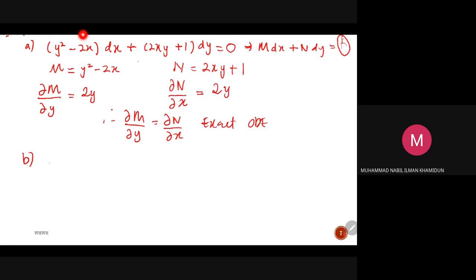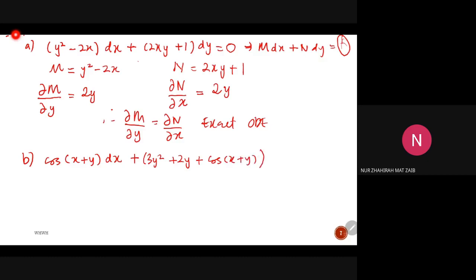Alright, now let's proceed for B. Okay, cepat. Tell me what is the question untuk B. Class B. Ada tak nota dengan you ni? Mesti tak ada kan? Yes, B apa? Cos x plus y. Zahirah je ada nota agaknya. Cos x plus y times with dx, plus 3y square plus 2y, ini panjang sikit, plus Cos x plus y x plus y, tutup bracket, dy equals to 0.